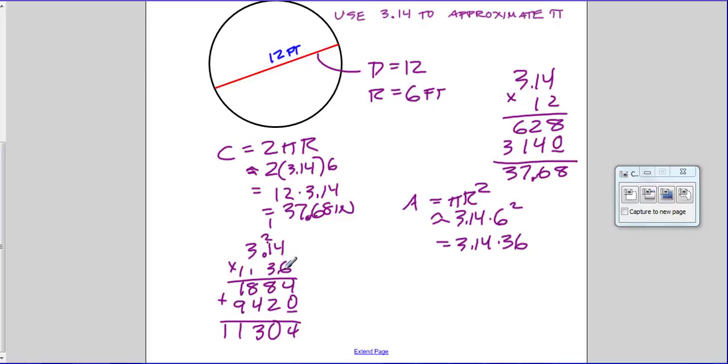So now move the decimal point. There are 2 places total behind the decimal point, so I move it between the 3 and the 0. So my final answer is the area here is 113.04 square feet. And that should have been feet in this one also, because the units were feet. So that means inside the circle, I could fit 113.04 little squares that are 1 foot by 1 foot in dimension.